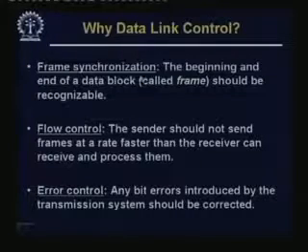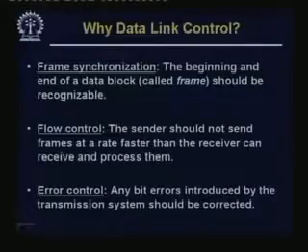One is frame synchronization. That means the beginning and the end of a data block called a frame should be recognizable. That means, when you are sending a number of bytes, let us say, from one machine to the other, they are grouped into some blocks. So, on the other side they should be able to recognize that, okay, this is the beginning of the block and this is the end of the block. For that you are required to organize these bytes into what are called frames. We will look at details of frames later on. So, that is the first job of data link layer.